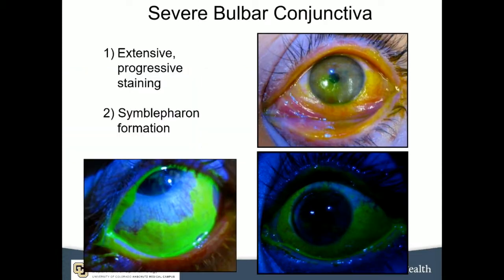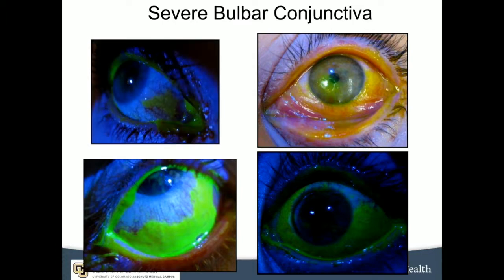We start getting into the difference between what's severe bulbar conjunctival staining versus the moderate. It's a matter of degree. You can see in the photos here, they show more extensive areas. The borders are a little less clear. Where does the lesion actually stop, and where does it extend to? They may start to form some symblepharon. You can see the one I was calling moderate, the difference. It's just a smaller, less extensive area of involvement.